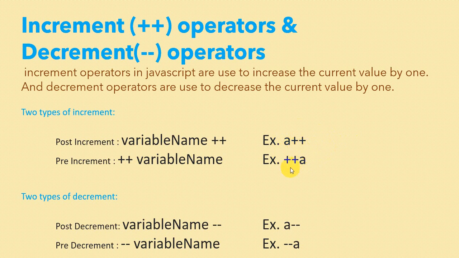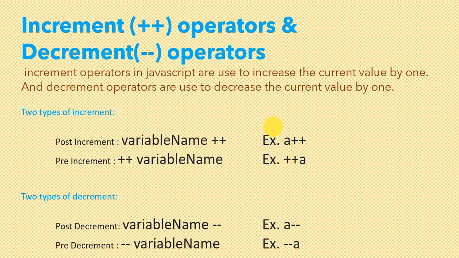But in the other case, pre increment, first it will increase the value, then it will display the current value, which means the increased value it will display. For example, if the value of a is 10, it will display 10 only in the first output, but in the second output, the value of a, which is 10, will increase by 1 and the current value will display 11. Let me show you.